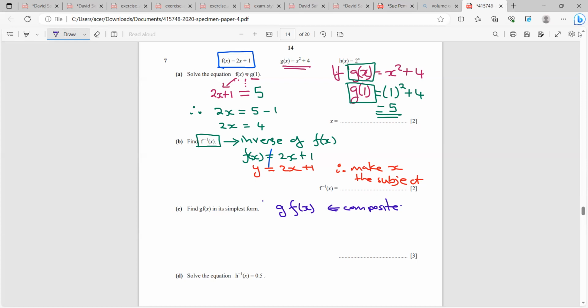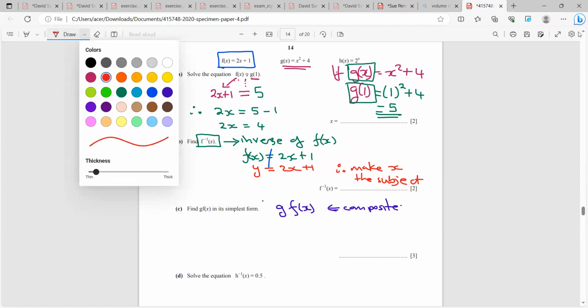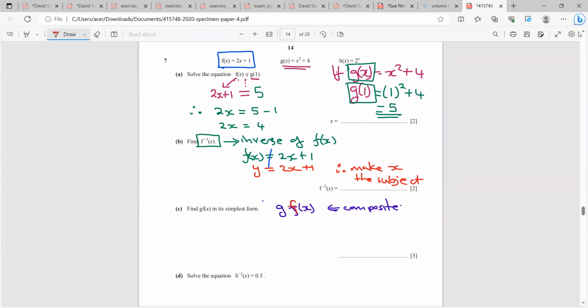We have a child function and we have a parent function. So let me just change the color of the child to be red. So the child is red, the parent is dark blue or purple, I don't know. Okay, so what you need to do is substitution. You gotta put the child in the parent, the reverse process.